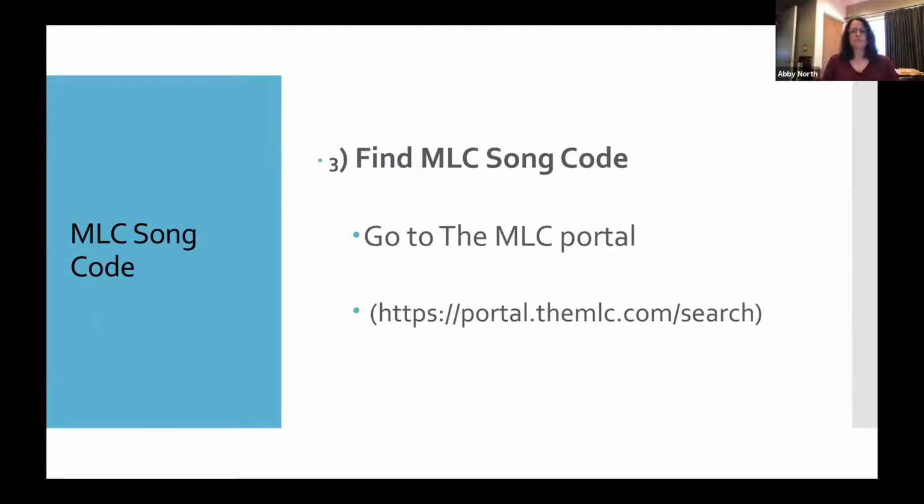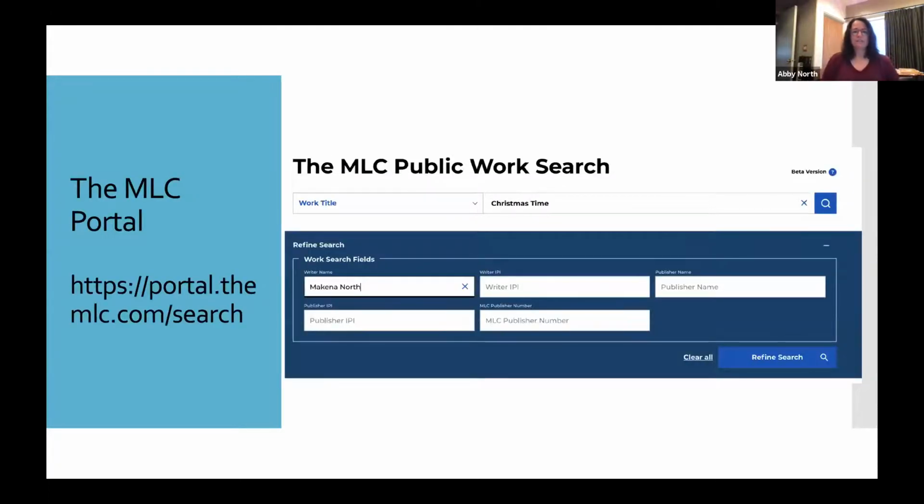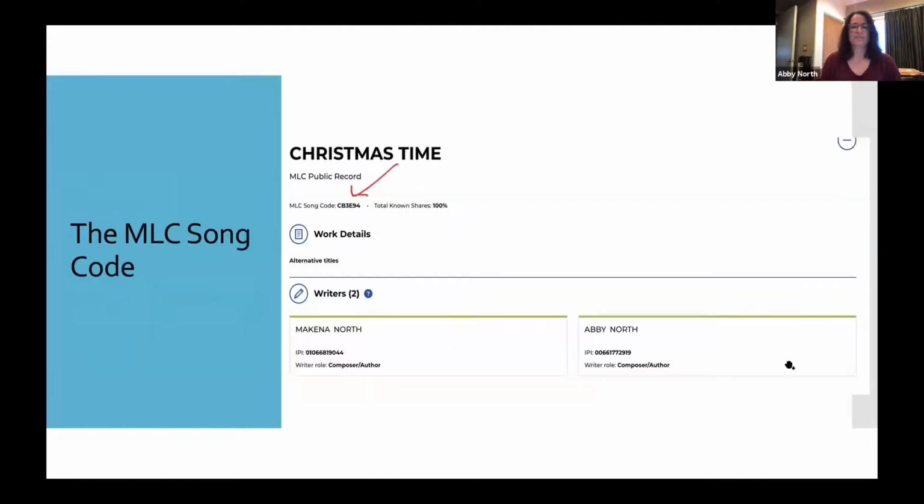There's one more data point we can provide to the MLC, which helps them identify our works, and that would be the MLC or Harry Fox song code. How do you find that? That one is at the MLC. You can use the MLC's public database; the URL is here. This is how I searched for it within the MLC's public portal. I've got the work title as Christmas Time, again McKenna. In the refined search, I opened that up, entered McKenna, and then clicked refine search to get to this. This is the record within the MLC's public portal, and here I see the song code, which is CB3E94. So now I have that song code.